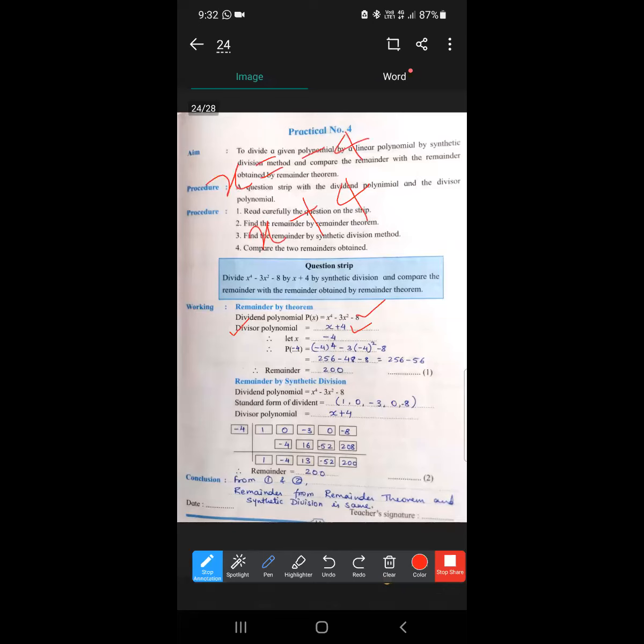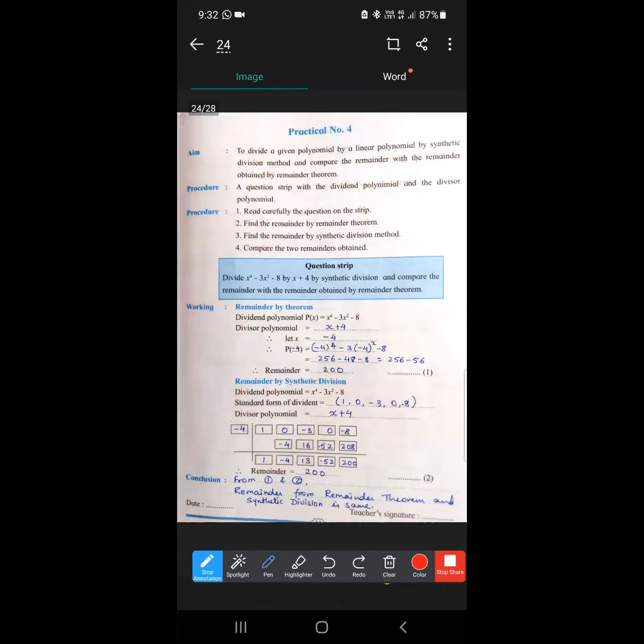Minus 4. x is equal to minus 4, because when plus 4 goes to the other side of the equal to sign, it will become minus. Similarly, if it is x minus 4, this minus 4, when it goes to the other side, will become x is equal to 4. So this is a very, very important step: whenever you are carrying out the remainder theorem or synthetic division, the first and foremost step is to check the divisor, whether it is positive or negative.